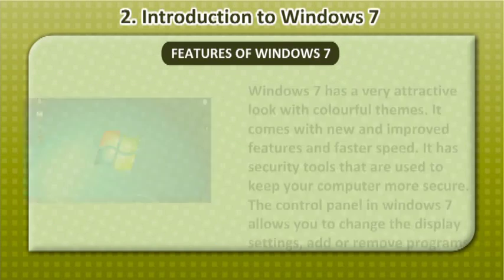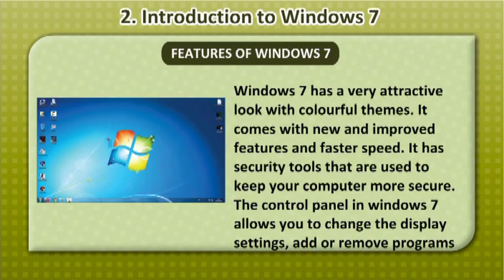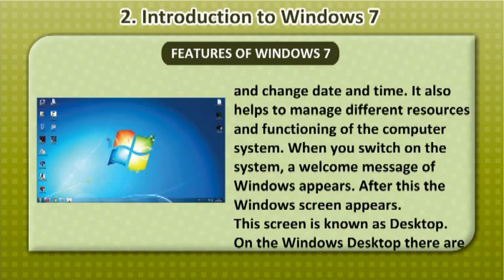Features of Windows 7. Windows 7 has a very attractive look with colorful themes. It comes with new and improved features and faster speed. It has security tools that are used to keep your computer more secure. The control panel in Windows 7 allows you to change the display settings, add or remove programs, and change date and time. It also helps to manage different resources and functioning of the computer system.